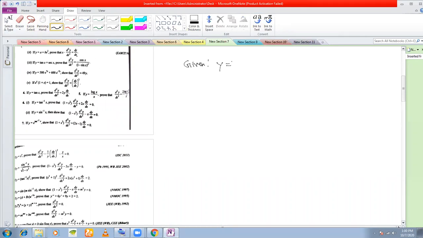So given y is equal to sine inverse x, you need to show that 1 minus x square d2y dx2 minus x dy dx is equal to 0. Now see, there are two ways of doing this problem. I'll show you both ways. Fine, I'll show you the first way.